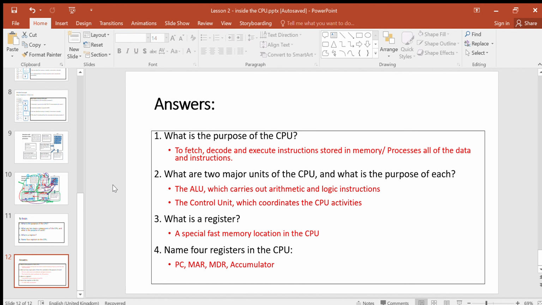A register is a special fast memory location within the CPU. And the 4 registers that we've talked about in this video are the PC, the MAR, the MDR and the accumulator.